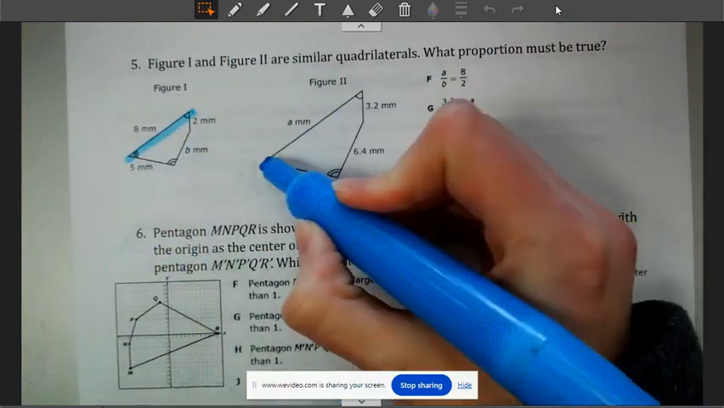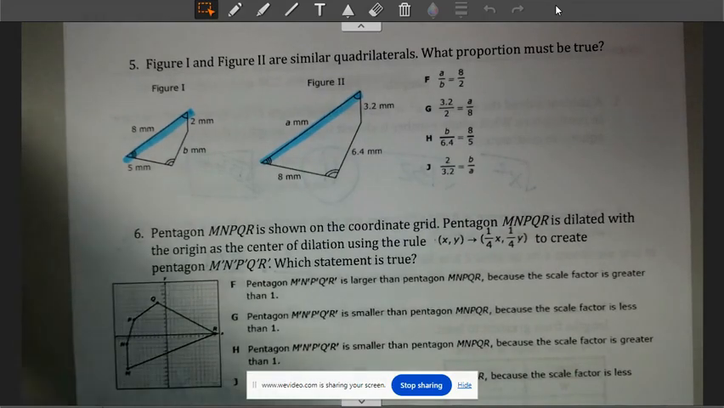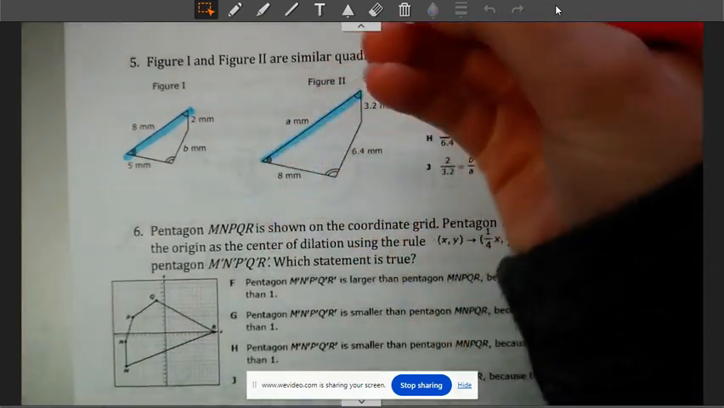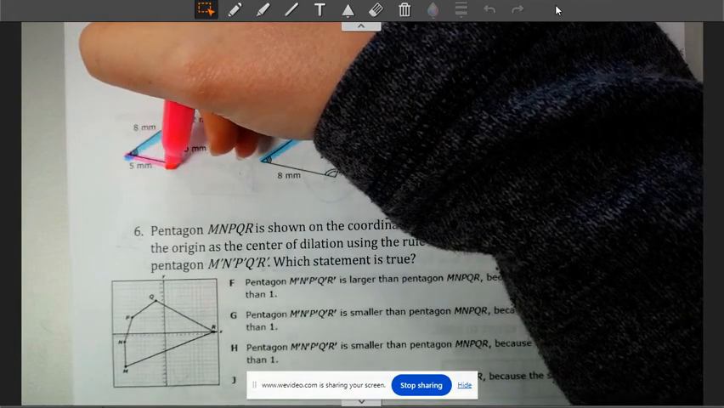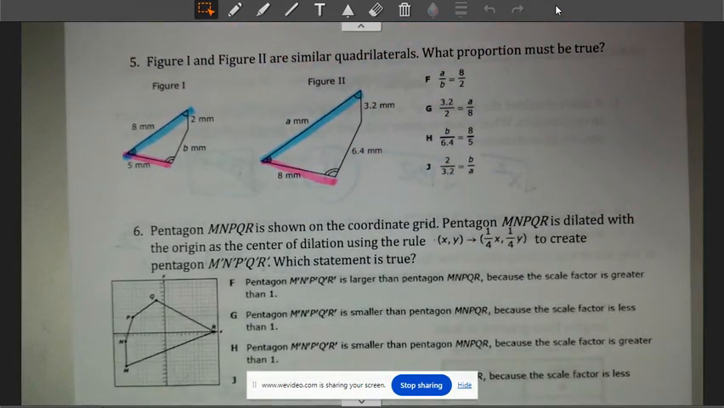So this side length 8 must match up with that side length for A. Then over here, we can see that between the 3 and the 2, that 5 would match with the 3 and the 2 over here, which would be the 8.